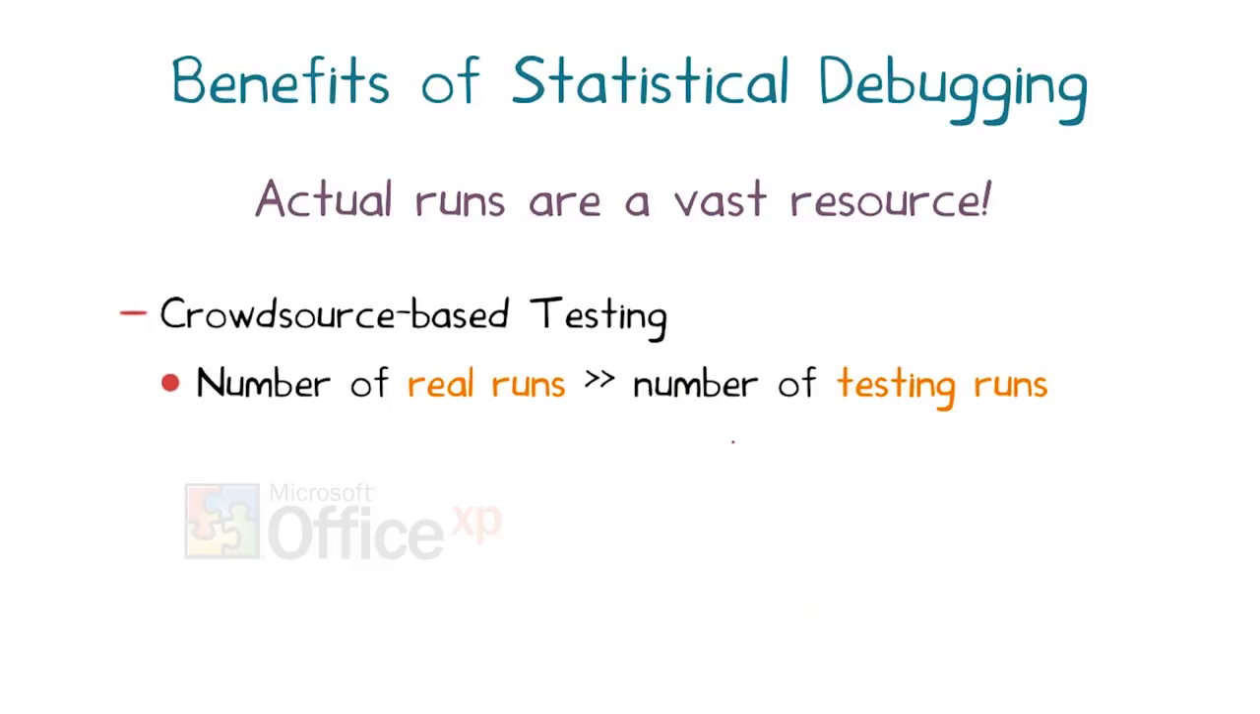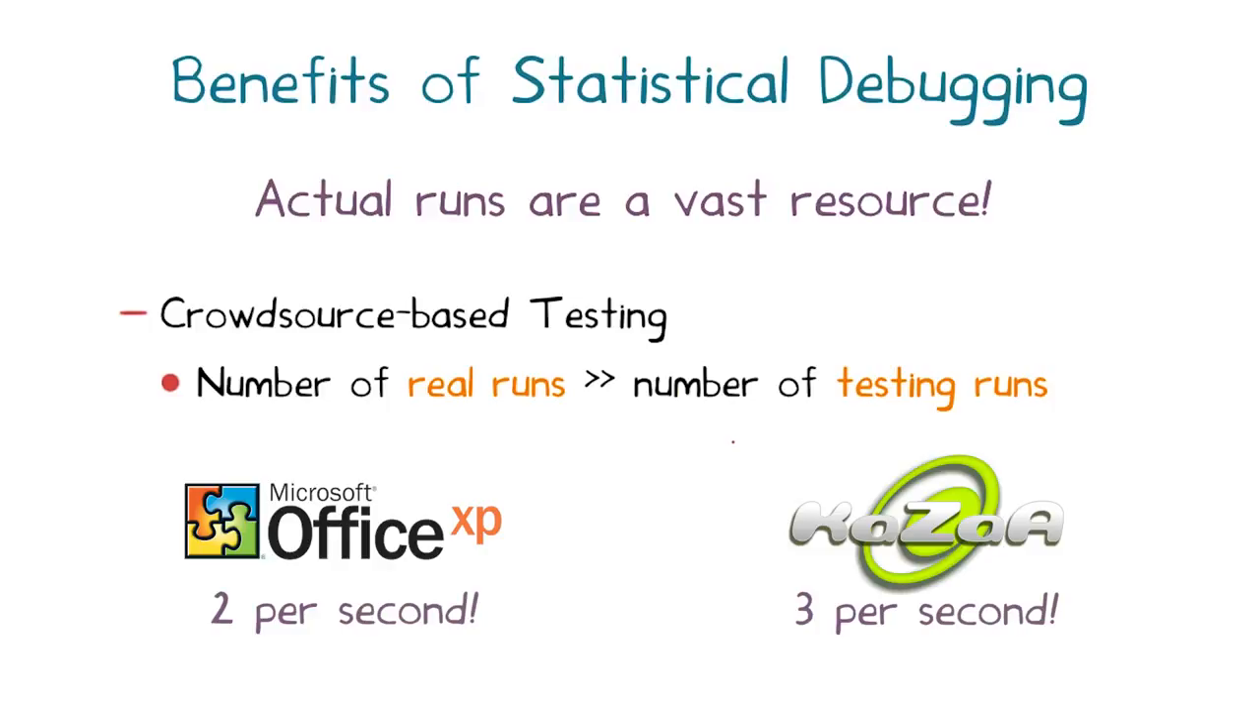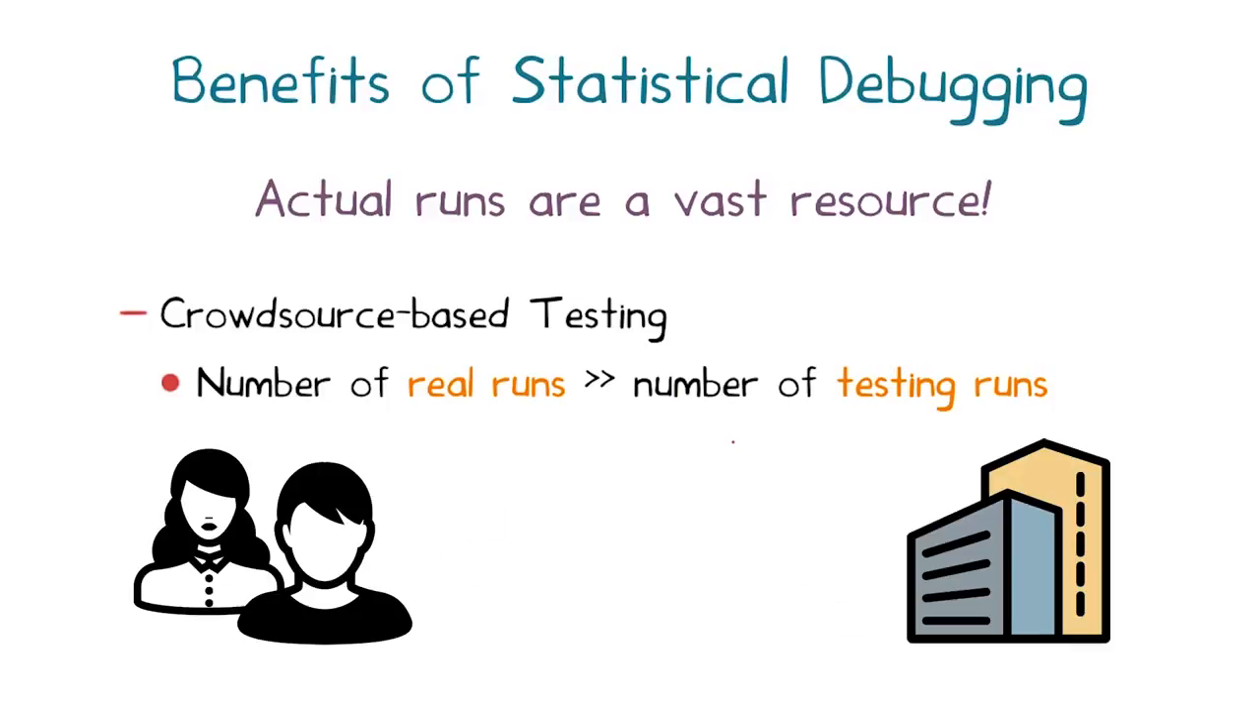For reference, over 60 million licenses for Office XP were sold in its first year after release, which amounted to nearly 2 licenses per second. And the music sharing software Kazaa was downloaded over 1.9 million times in a single week, amounting to 3 downloads per second. Imagine all of these users sending regular reports on usage statistics and crashes.